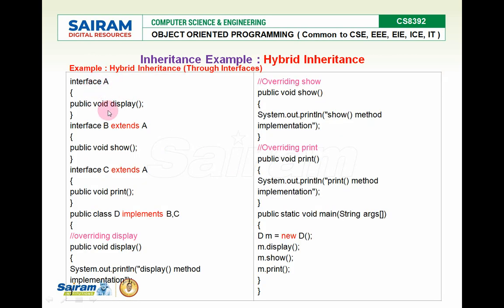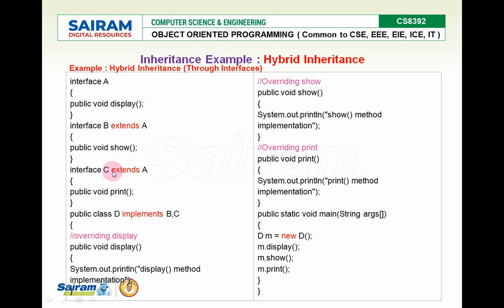So interface A has public void display, which is a declaration, no definition. Interface B extends A. Here also there is a declaration, no definition, so the display function is extended or acquired here. Interface C extends A, so the display method of interface A is acquired here, with no implementation. Here also no implementation, because B and C are interfaces; you can't implement any methods there. So I'm going for class D implements interface B and interface C.